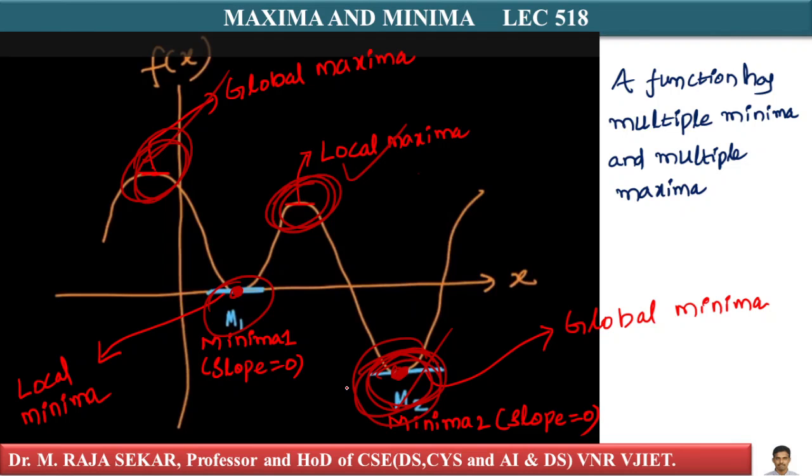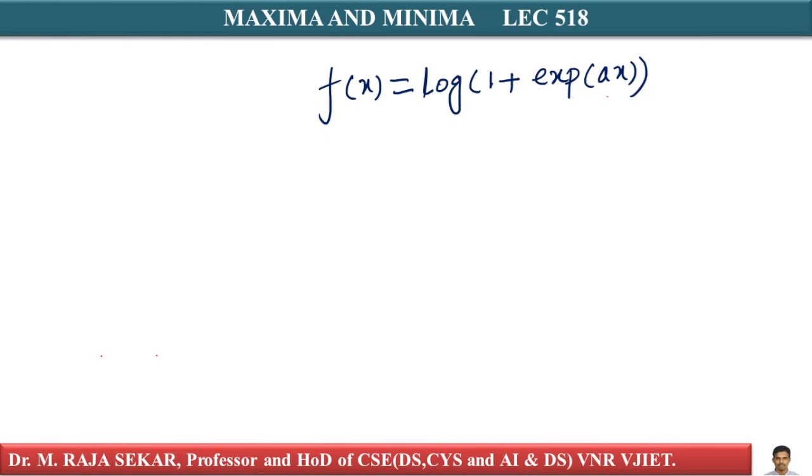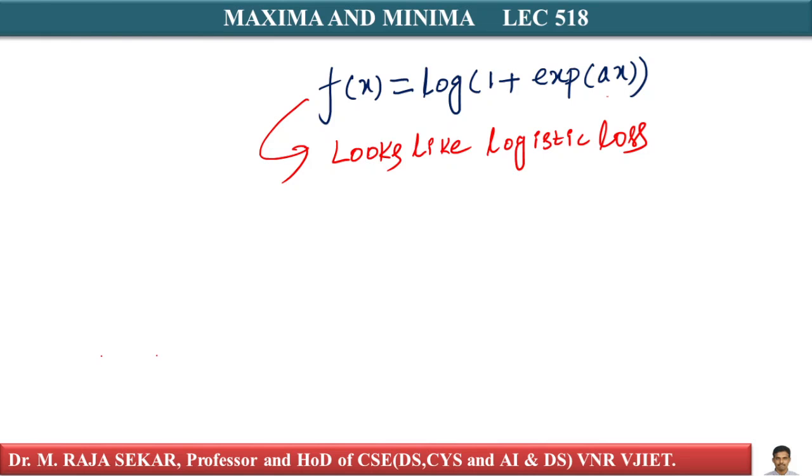Now let's take a slightly more complicated example. Just imagine f of x equal to log of 1 plus exp of ax. This looks like the logistic loss, isn't it? In logistic loss, instead of ax, we used to write yi into w transpose x. Let's assume a is a constant here.